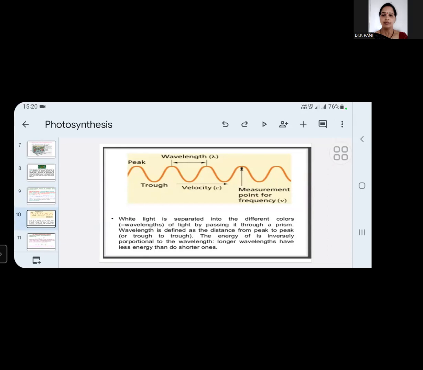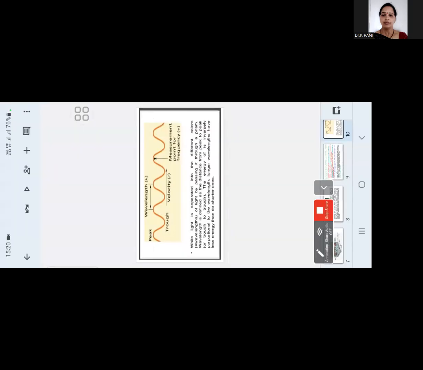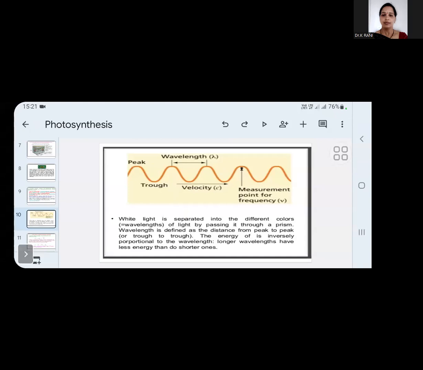In the electromagnetic spectrum and visible spectrum, when a chlorophyll molecule absorbs a light quantum, that is in the form of photons. The sunlight is observed as quanta. Quantum is nothing but photons. With the light quantum, the molecule is excited. It is brought from its normal ground state to an excited state of energy. White light is separated into different colors, that means wavelengths of light, by passing it through a prism. The energy is inversely proportional to the wavelength. Longer wavelengths have less energy than shorter ones.